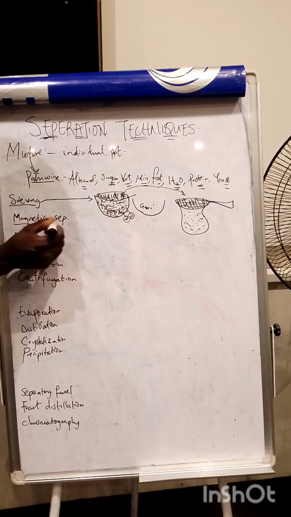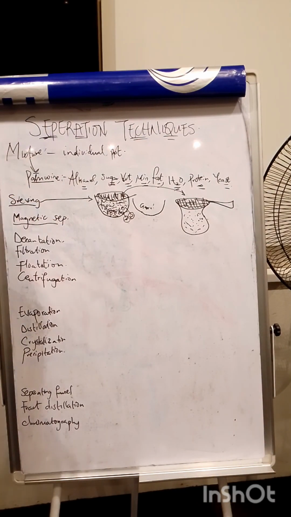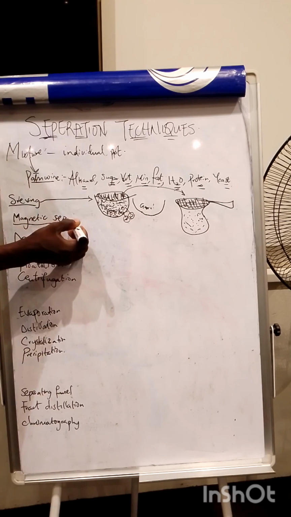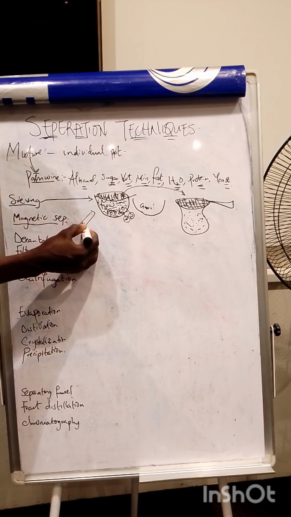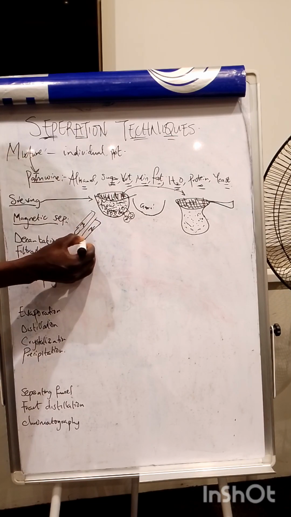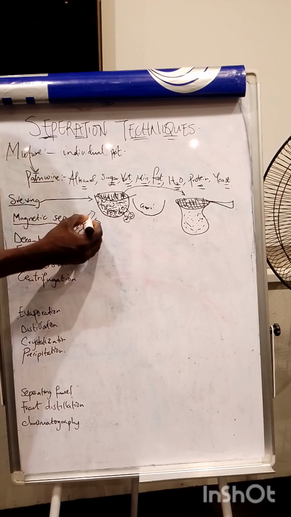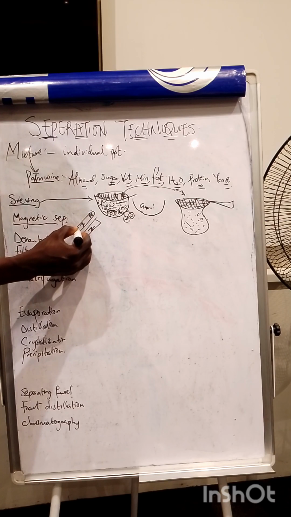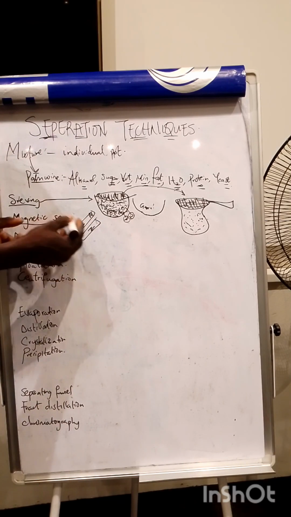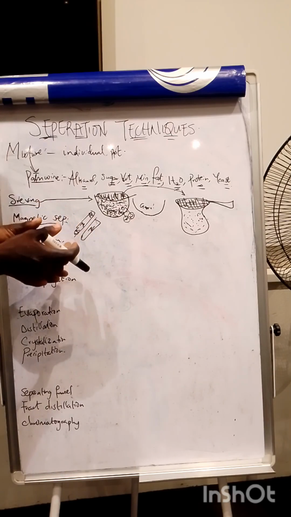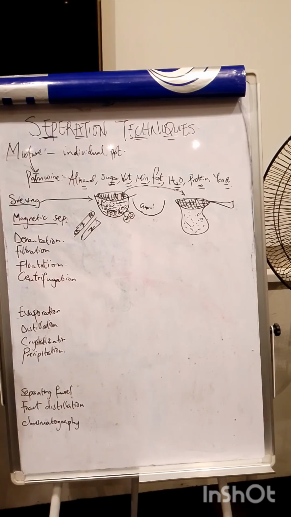Let's go to this one. Magnetic separation. All right, magnetic separation is just the method you use to separate magnetic substances from non-magnetic substances. So if you have a magnet that is having your north pole and south pole, then another material that is not even having any pole, what will happen? You separate. Magnetic separation will separate magnetic solid from non-magnetic solid.